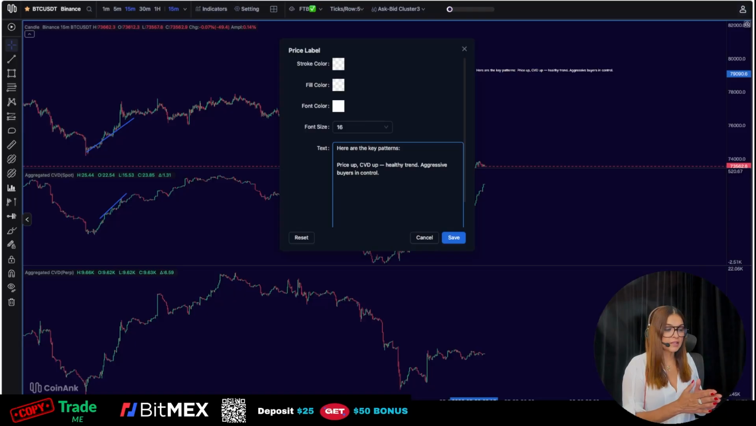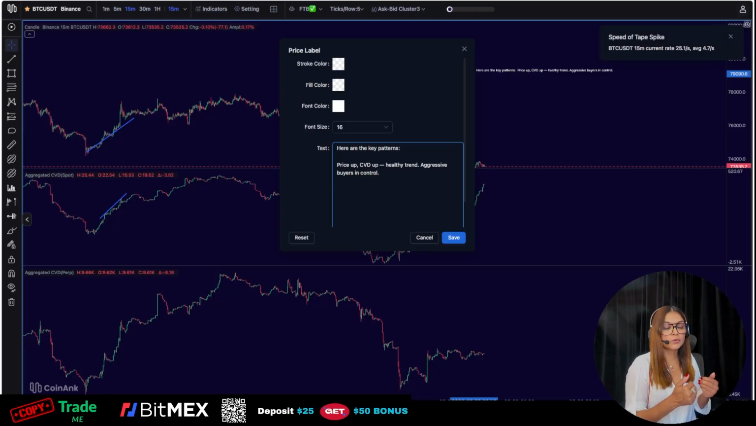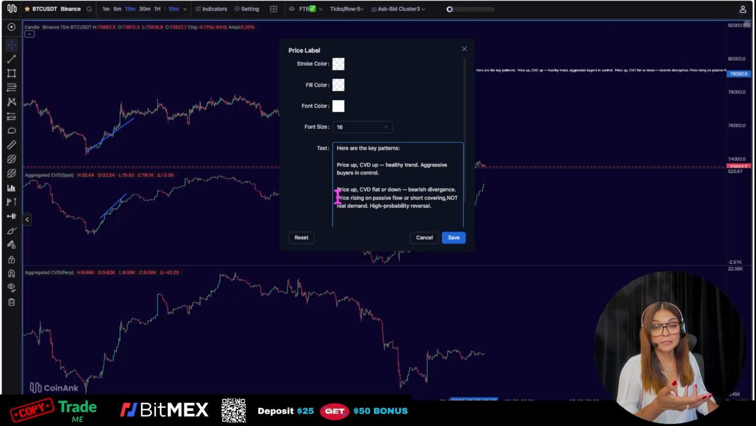Now, let's say we have price up and CVD flat or down. We know it's a bearish divergence, and that means that price is rising on passive flow, or shorts are actually covering, and it's not real demand. And there we can see there's a high probability of a reversal.